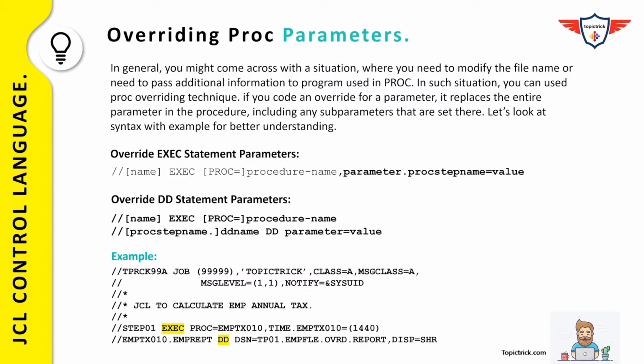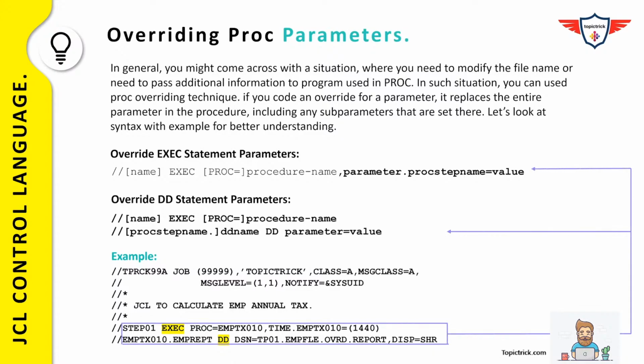So here's an example that illustrates how you can use the proc overriding technique to override the DD statement and execute statement. And this will clearly explain what we discussed till now. Again, there is a sample JCL and we are using the same catalog procedure that we used in our previous example. In this case, the first two lines are again a job card, and after that you have the next three lines, which are actually a comment section that lets you know what exactly this job is doing.